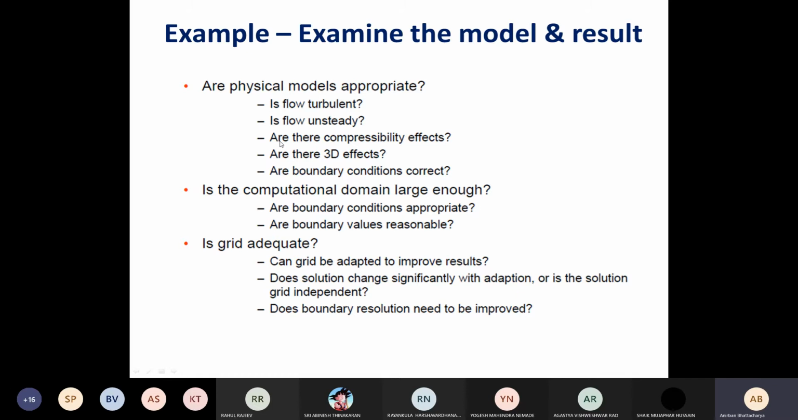So we should pause at this moment and think. We should examine the model again and the result and ask ourselves a few questions. The questions may not be the same as these. For this particular case, we may ask ourselves whether the flow is turbulent or not. In other cases, we may have different questions.